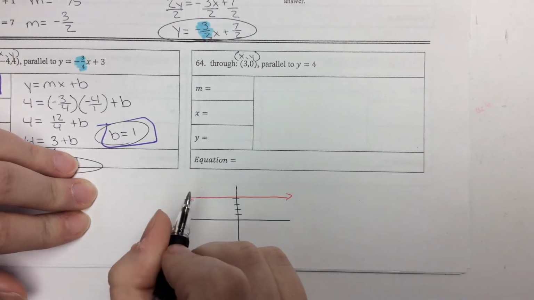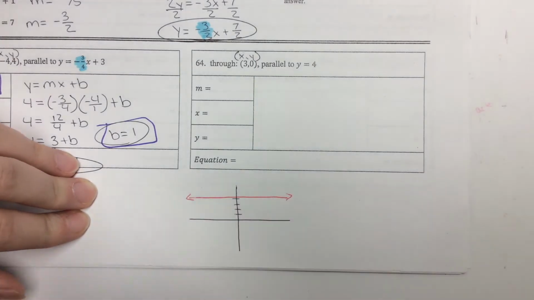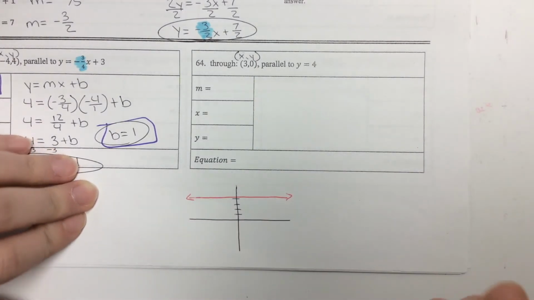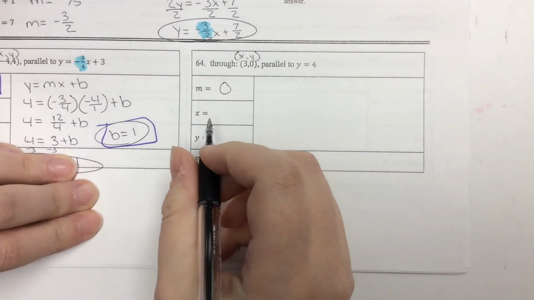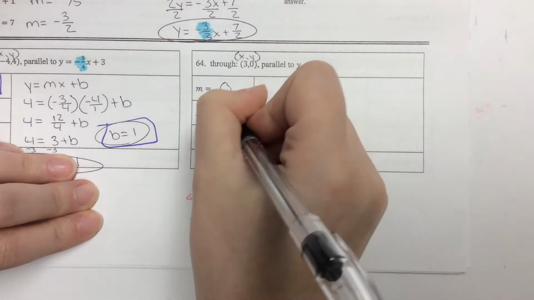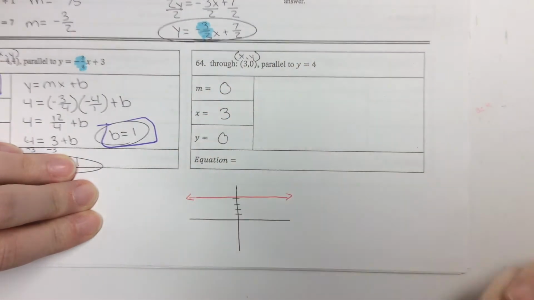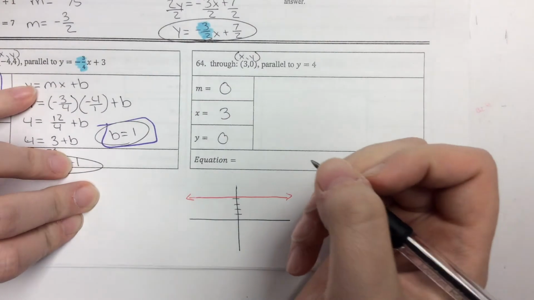All right, so what is the slope of this line? What's the slope of a horizontal line? We know that it's 0. Okay, and then our x in the ordered pair is 3 and y is 0. So let's plug these things in and solve for b.